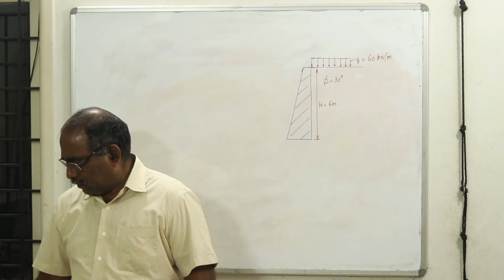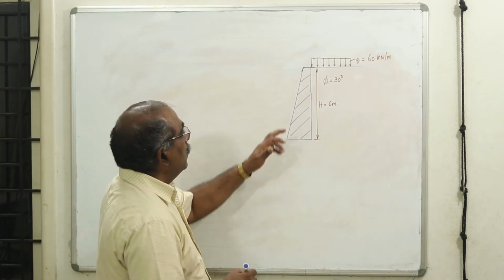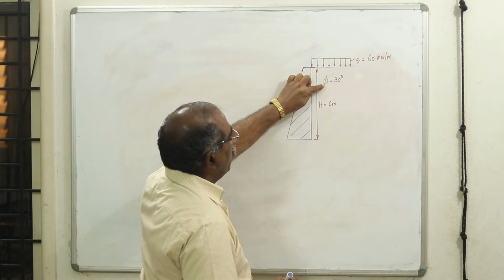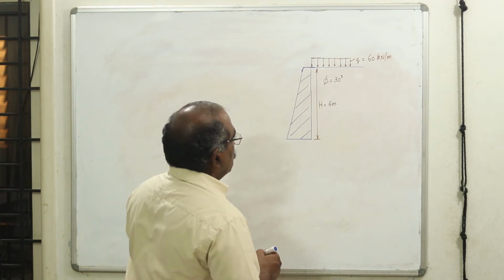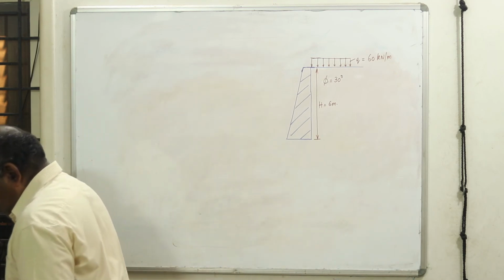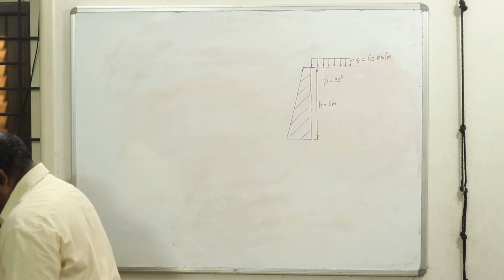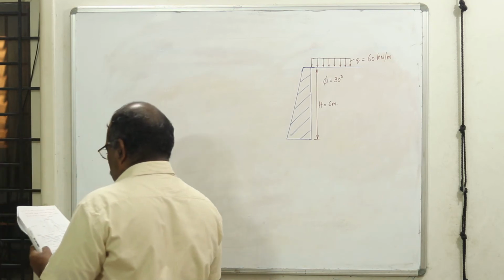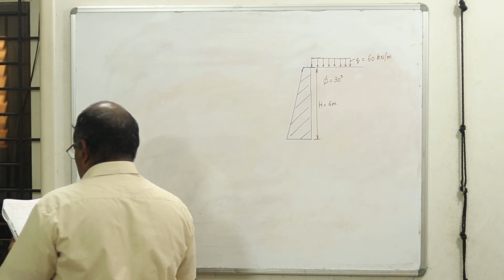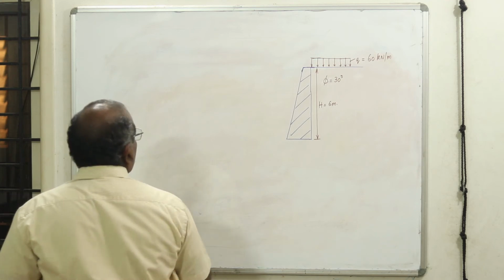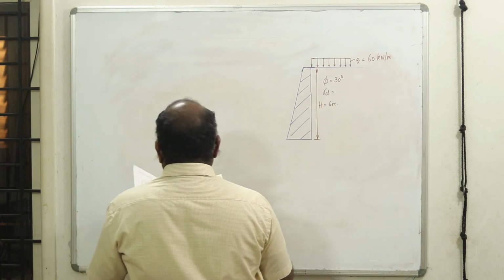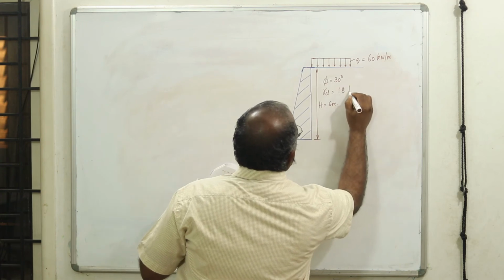Students will go to the next problem with a condition that the backfill is cohesionless with a phi value of 30 degrees. It is 6 meters, it is dry, and the unit weight is the same. In the previous problem we had gamma D equal to 18 kilonewton per meter cube.